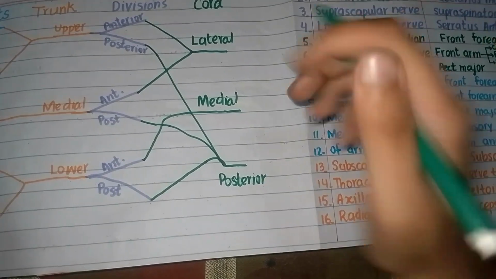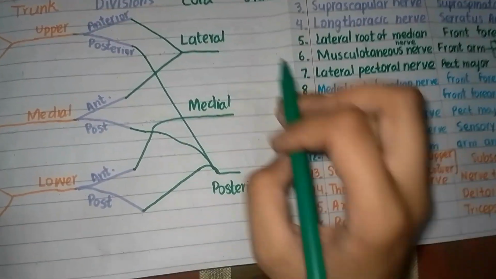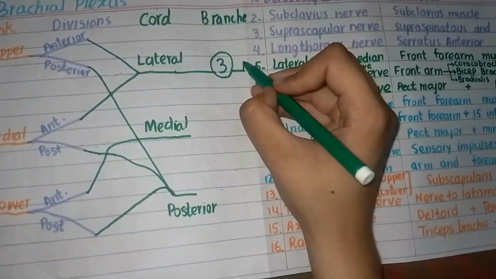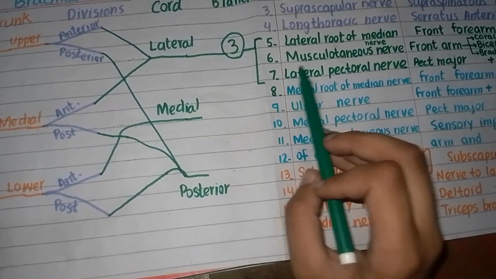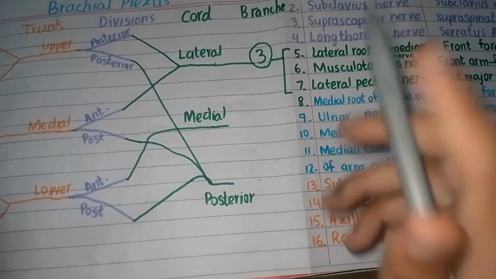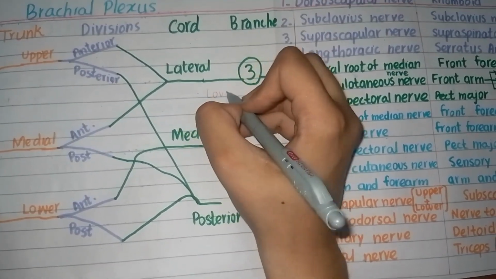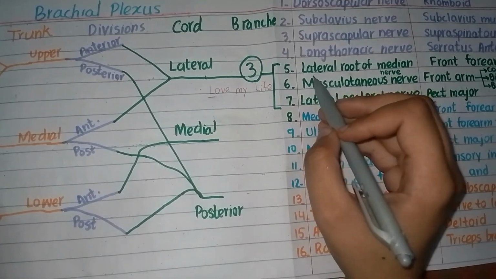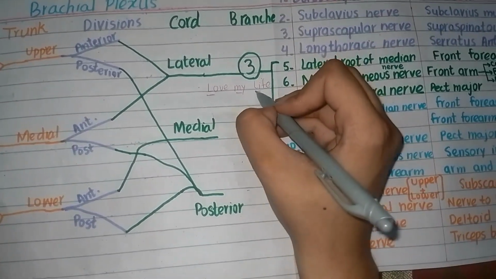The lateral cord then divides into three branches. One is the lateral root of the median nerve, second is the musculocutaneous nerve, and third is the lateral pectoral nerve. The mnemonic for these three branches is "LML": L for lateral root of median nerve, M for musculocutaneous nerve, and L for lateral pectoral nerve.